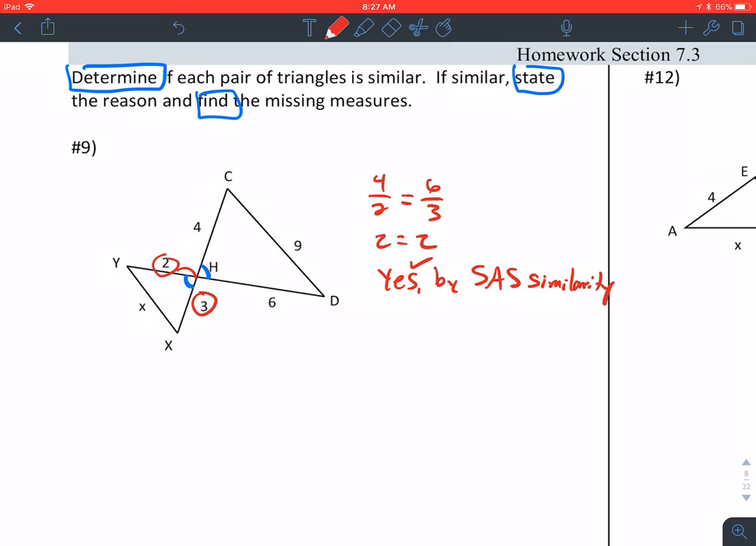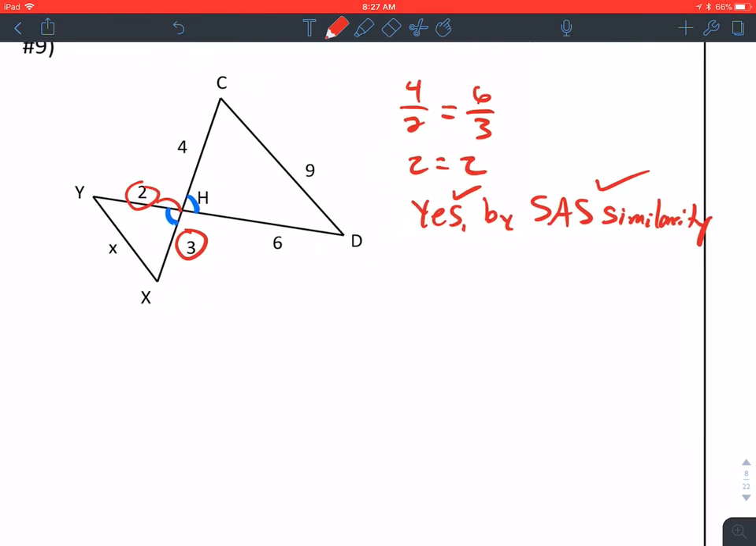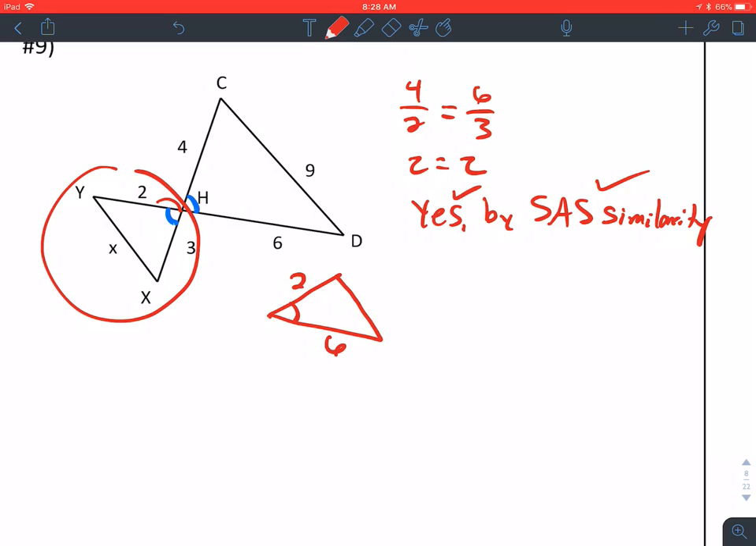So, determine if they're similar. Yes, they are. If they're similar, state the reason. I did that. Find the missing measure. So I'm going to go back and redraw this triangle. It's like this other one. 2 corresponds to 4, so they go in the same spots. 3 corresponds to 6, they go in the same spots. It means we have x over here. This is h, this is y, and this is capital X. So once again, I'm sorry, this is supposed to be a 3. 3, 2.